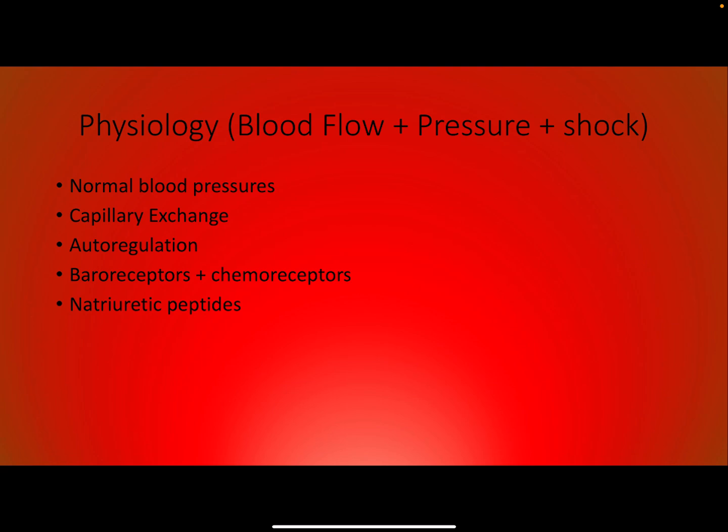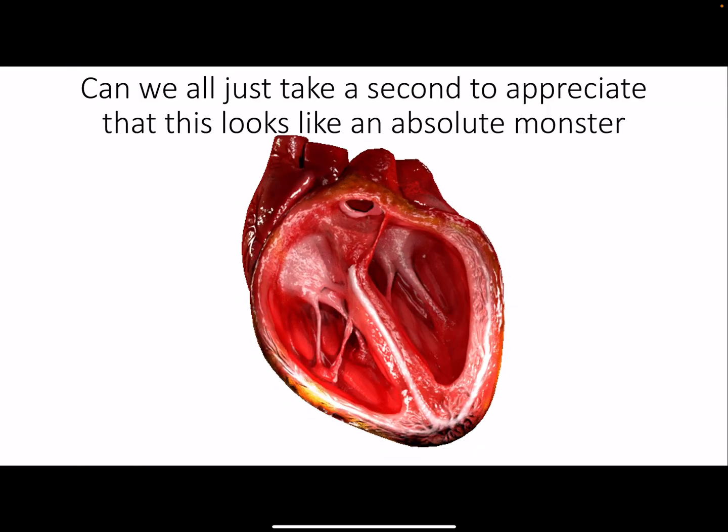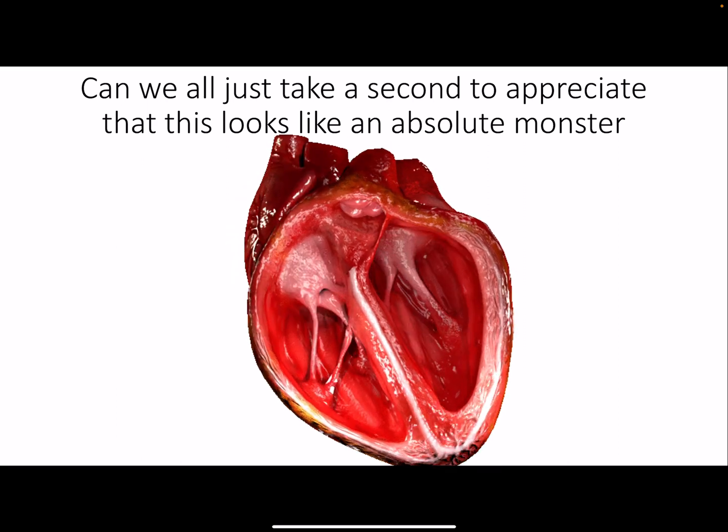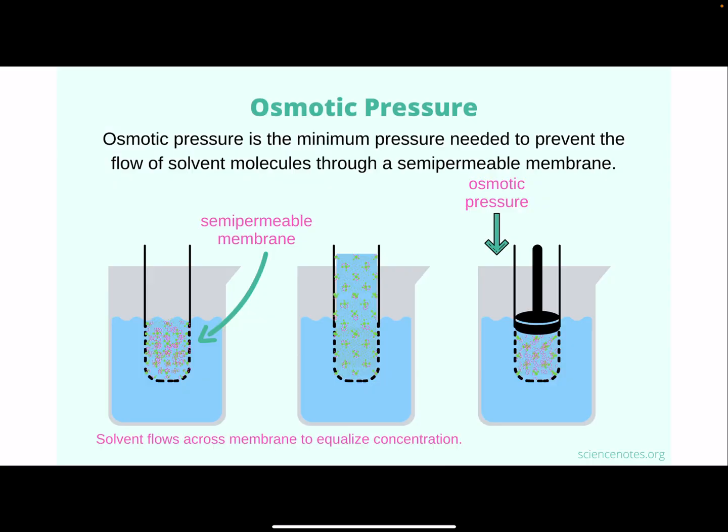All right, let's talk a little bit more about blood pressure, how it's regulated, and how it can lead to shock. Osmotic pressure. Okay, so you'll remember from Gen Chem, osmotic pressure is one of our four colligative properties.